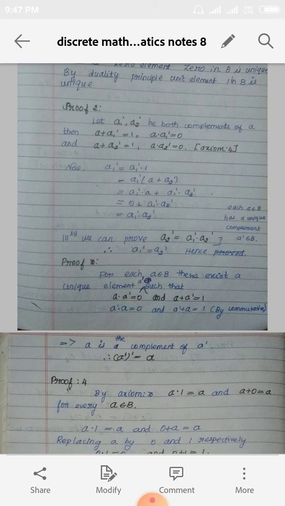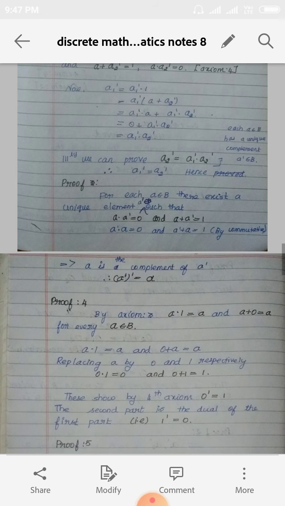Therefore, both RHS are equal. So that is a1 dash is equal to a2 dash. See the next proof 3. For each a belongs to B, there exists a unique element a dash belongs to B such that a dot a dash is equal to 0 and a plus a dash is equal to 1. And next one, a dash dot a is equal to 0 and a dash plus a is equal to 1.